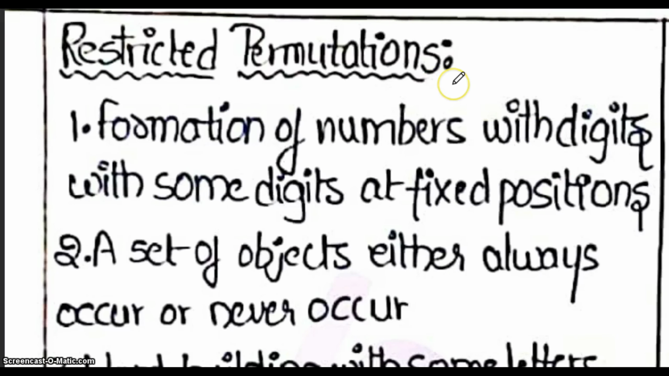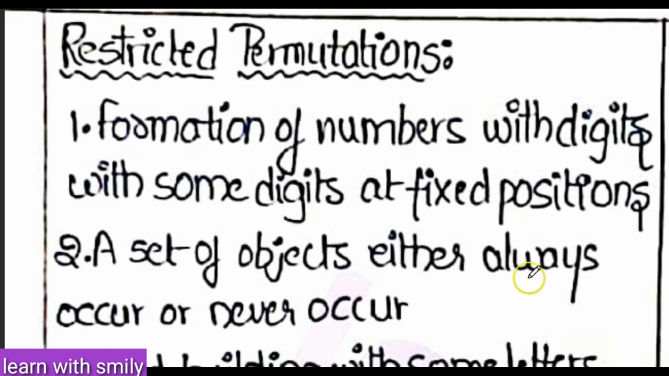Hi guys, in today's topic we're going to learn about restricted permutations. If you look carefully at the word itself, it has a clear meaning. Restricted, as we know, permutations means arranging things. So there are some particular restricted arrangements, and arrangements can be restricted when some particular conditions need to be satisfied.